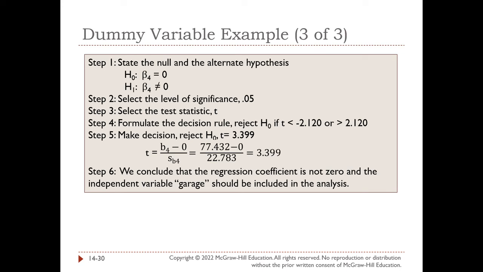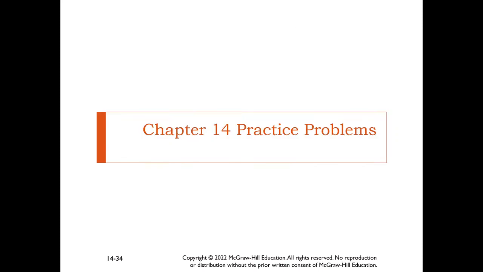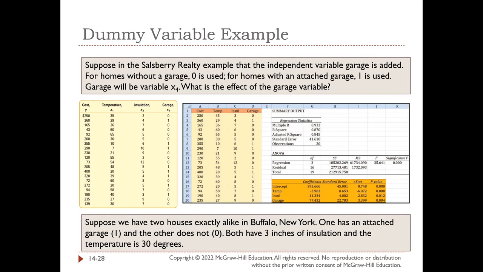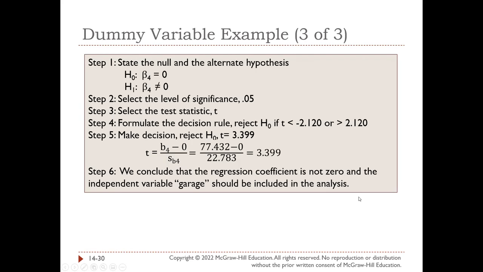So once we do the test statistic, again, we pull the numbers from our chart. Right there, right down here at the bottom. In fact, it even has the t-stat. But we can always do the math. It all works out. So make the decision to reject the null. T equals 3.399. It is greater than 2.120. So we conclude that the regression coefficient is not 0 and the independent variable garage should be included in the analysis.